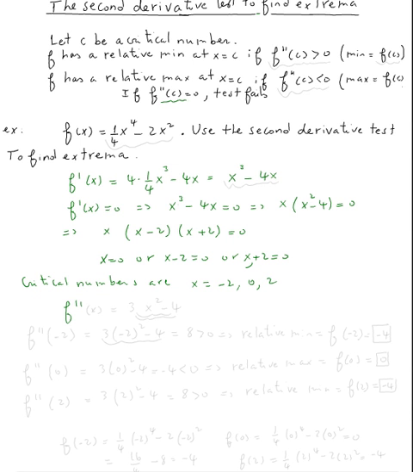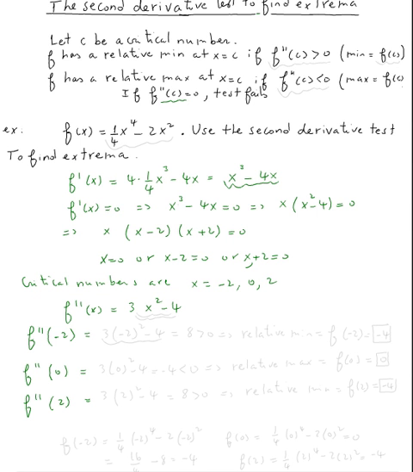The second derivative will be, where's the first derivative? First derivative is right here. This is f prime of x, so we need to take the derivative of the first derivative, which is 3x squared minus 4, right? Now, to test whether those critical numbers are a relative max or min, we need to evaluate the second derivative at x equals negative 2, at x equals 0, and at x equals 2.